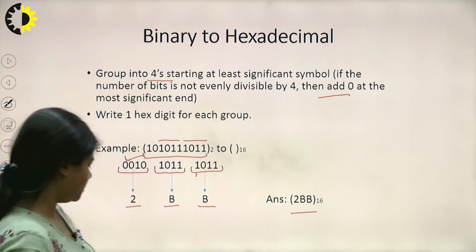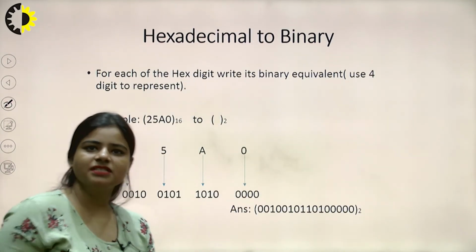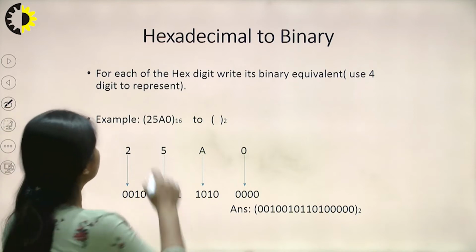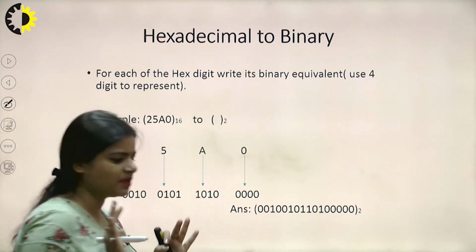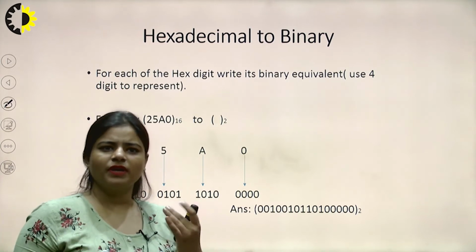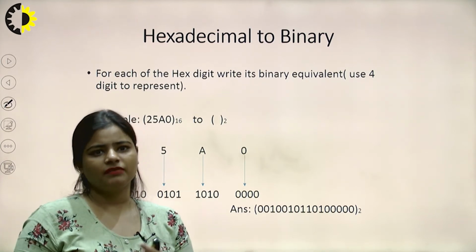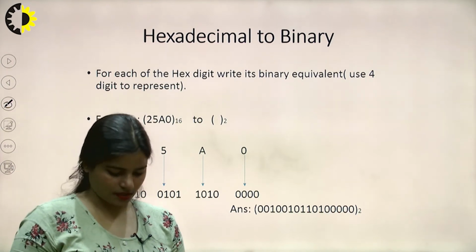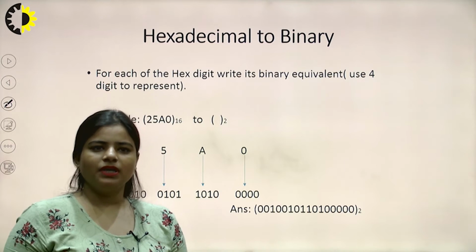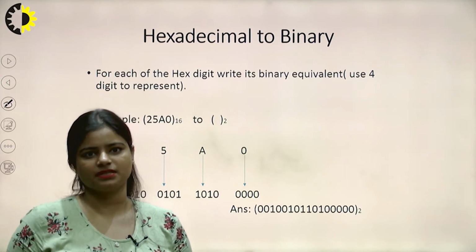Okay. So next we will do the vice versa process again. Hexadecimal to binary. For each hex digit, write its binary equivalent. As simple as that. We don't need to follow any long rules. We just need to follow only one thing: we will write the binary equivalent of each hexadecimal digit.